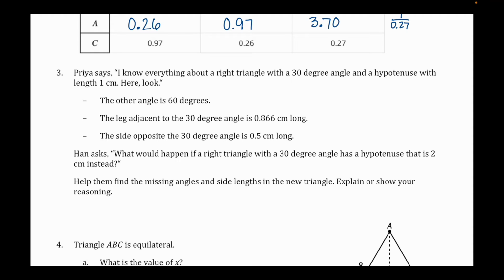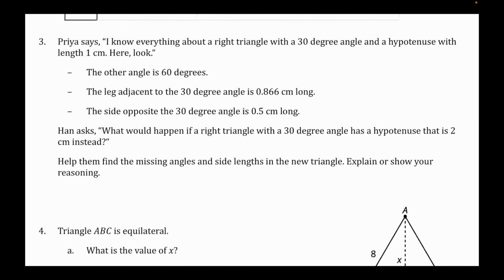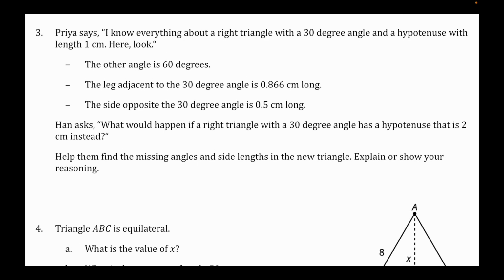So we know that these triangles are going to be similar because they're going to have the same angles. The only thing that's different is the hypotenuse length. And so we can actually use that as our scale factor here.